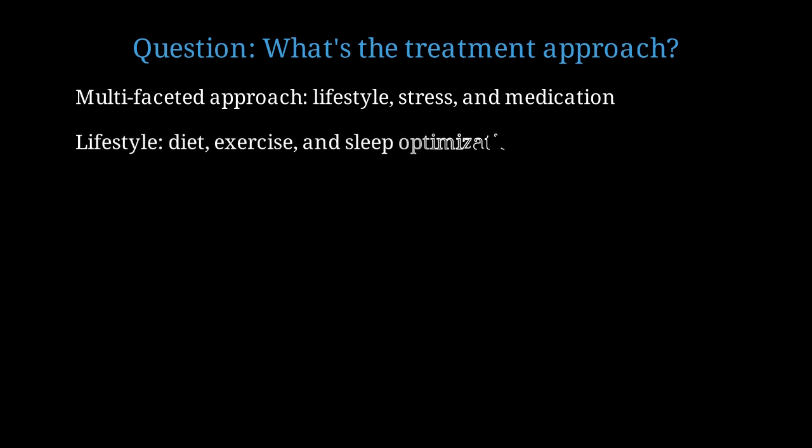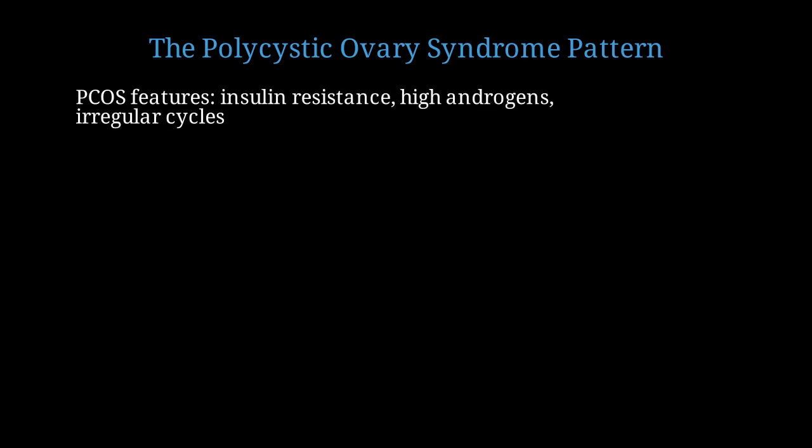Lifestyle interventions are crucial. Low glycemic diet to improve insulin sensitivity, resistance training to build muscle mass, stress management with meditation or yoga, and sleep hygiene to normalize cortisol and growth hormone. Let's discuss a specific condition, polycystic ovary syndrome, or PCOS, which creates a distinct hormone profile and body shape. PCOS is characterized by insulin resistance, elevated androgens, including testosterone, irregular menstrual cycles, and a specific pattern of fat distribution.